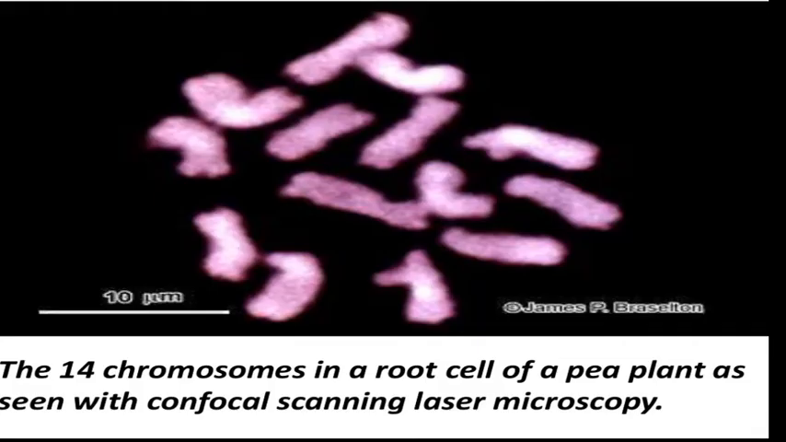You can see in the pea plant there are 14 chromosomes. 14 chromosomes means 7 pairs of chromosomes are present in this case, and this is how they are seen under a laser microscope.